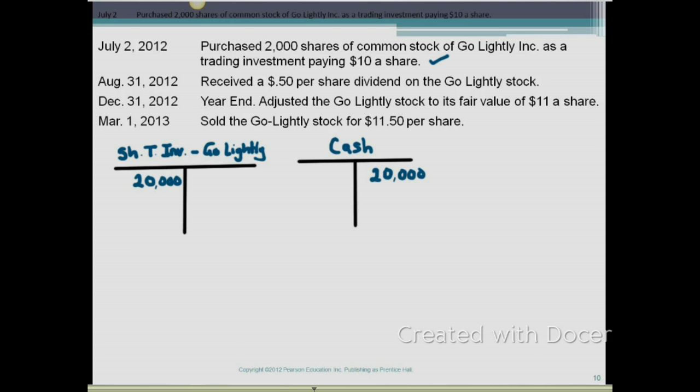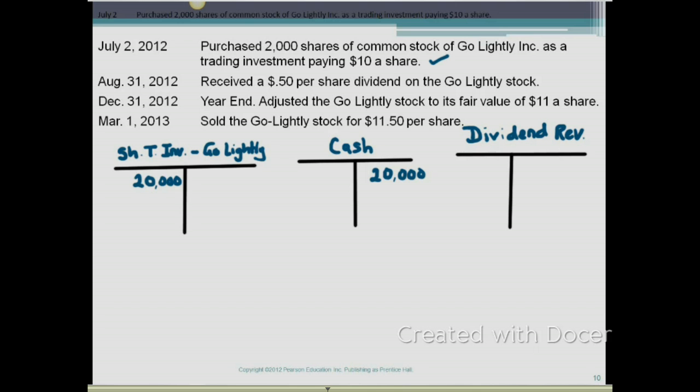Next, let's take a look at the August 31st, 2012 transaction. We received a 50-cent per share dividend on the Go Lightly stock. Whenever our company that we invested in pays us dividends, that becomes dividend revenue to us. So we're going to have another T account that we call dividend revenue. You know that T accounts are ledger accounts.